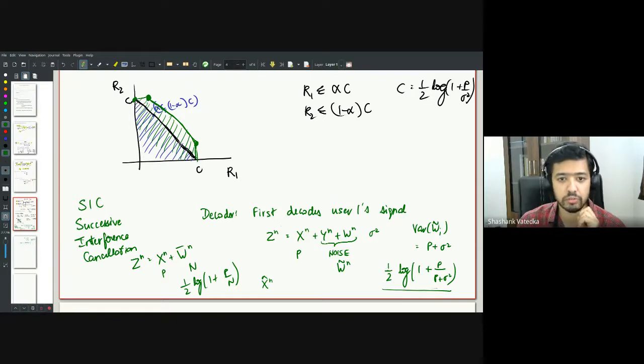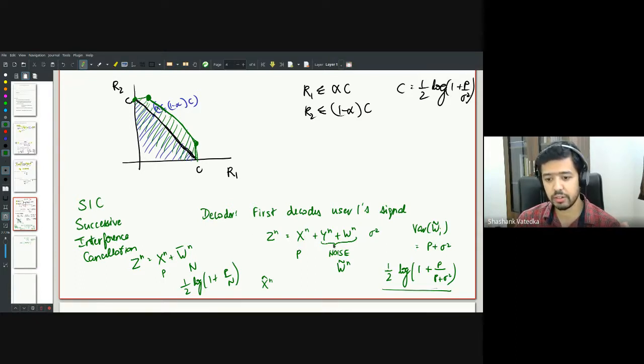So instead of having one user remain silent for some time and only one user talk at any particular time instant, we'll say that both users are going to communicate at the same time. So both of them will simultaneously talk to the receiver, but they're going to talk at different rates. So they're going to use different code books. And basically the idea is that the decoder will first try to decode. Since both of them are talking simultaneously, it will try to decode them successively. So first try to decode user one's signal.